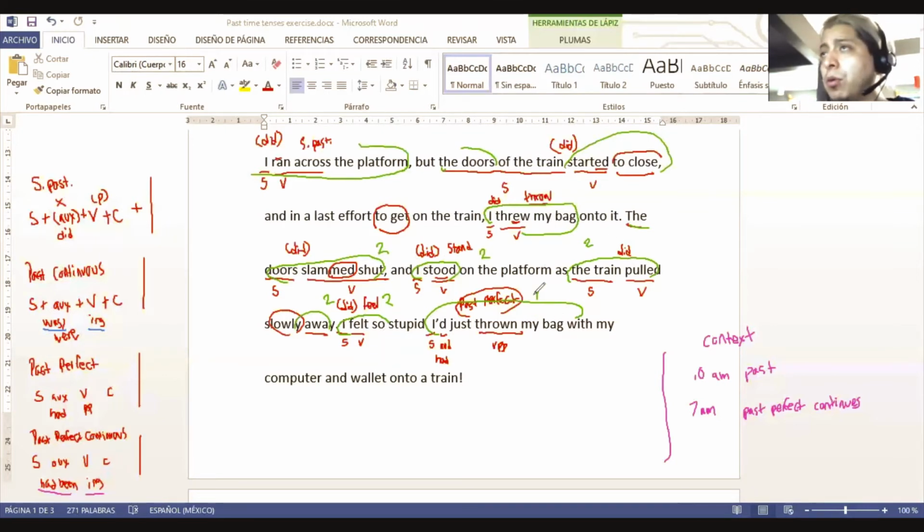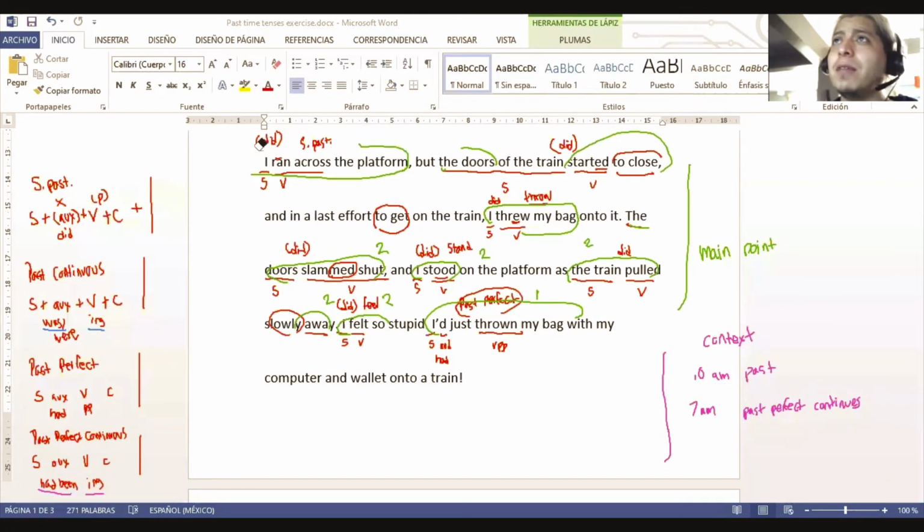Then the train pulled away. Then I stood on the platform. Then the door slammed shut. So the first thing I did was to throw my bag in the train. And after that, the simple past, the more recent past. Okay, so this part of the story, this is the main part, the main point of the story. This is what the story is about.